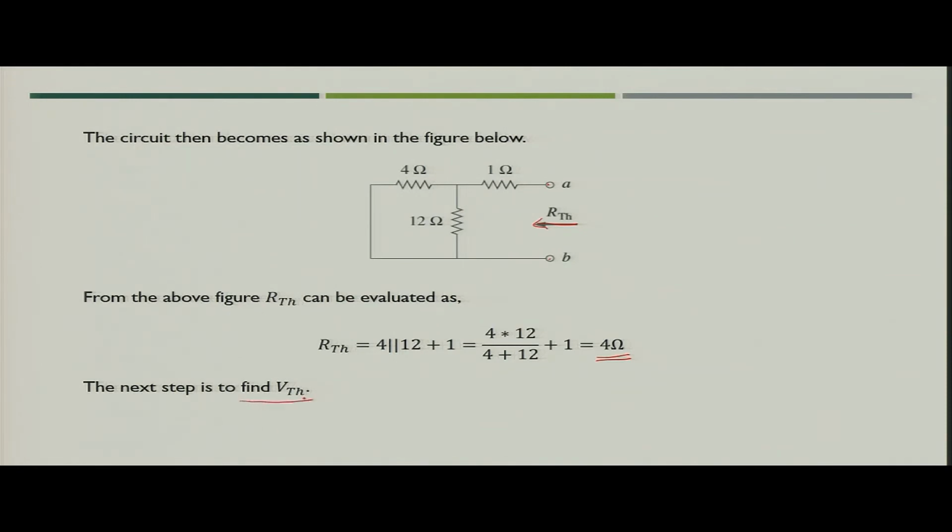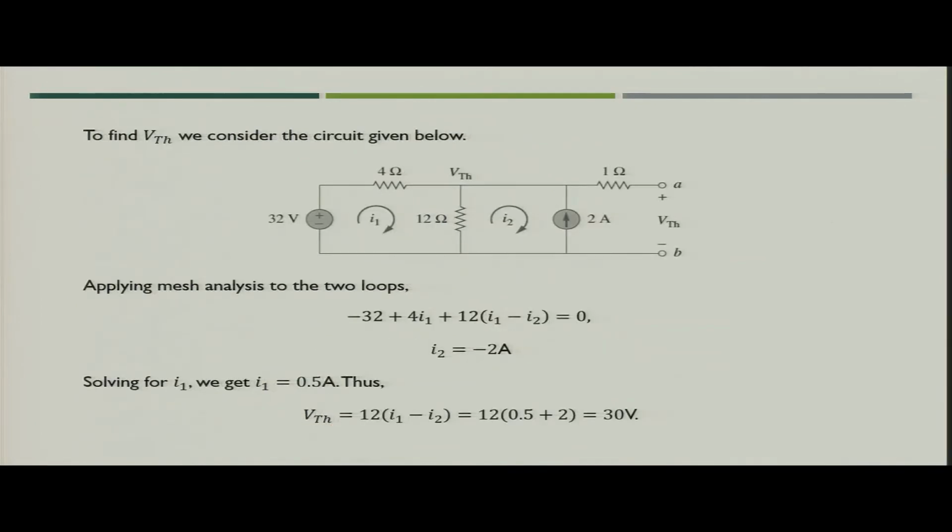Now, the next step is finding the value of the Thevenin voltage. To find it, we have to consider the circuit, and recollect what we discussed in previous classes, especially the mesh analysis. Here you can see that you can create two meshes, apply mesh currents I1 and I2 across these two meshes, and find the voltage VTH across terminals A, B.